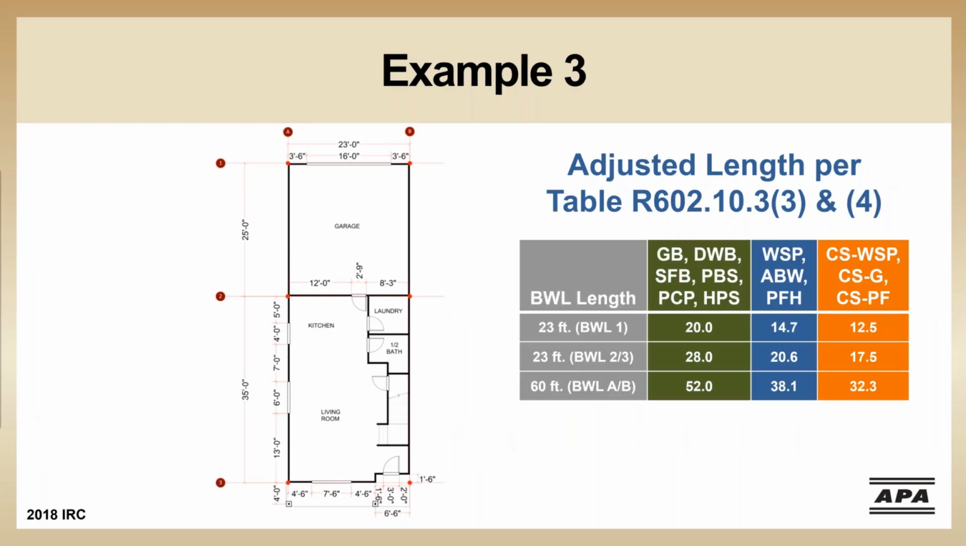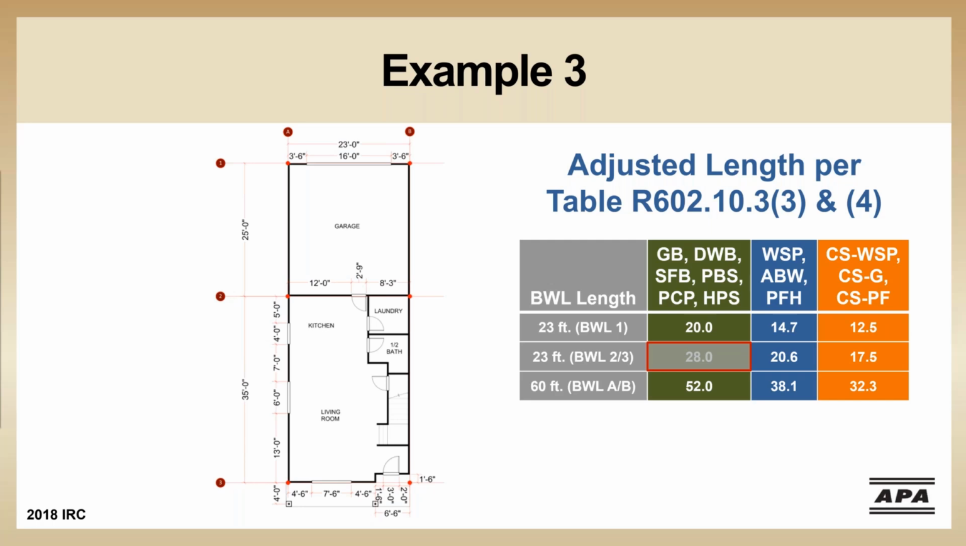When we apply the adjustment factors for the bottom floor to the values from table R602.10.3(3), one of the calculated lengths for the braced wall lines 2 and 3 is 28 feet. Which is actually longer than our braced wall line length of 23 feet. So the braced wall line methods in this column are definitely not going to work.